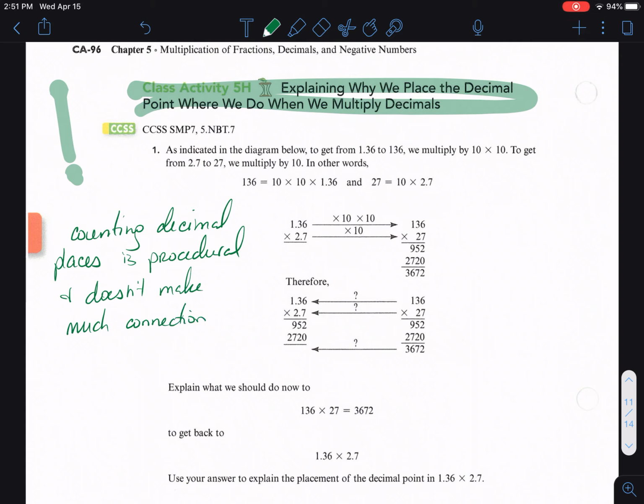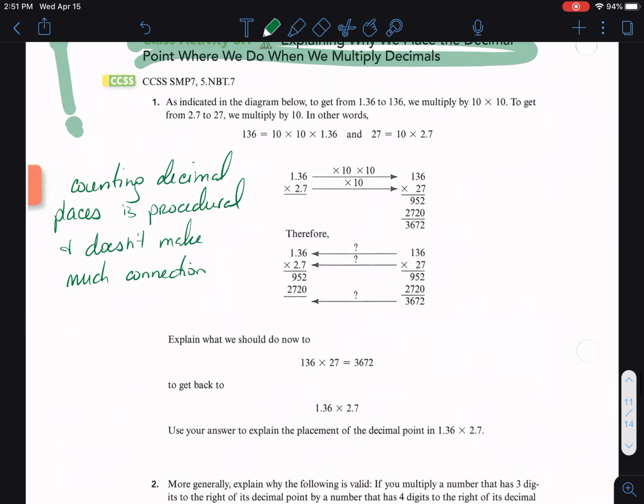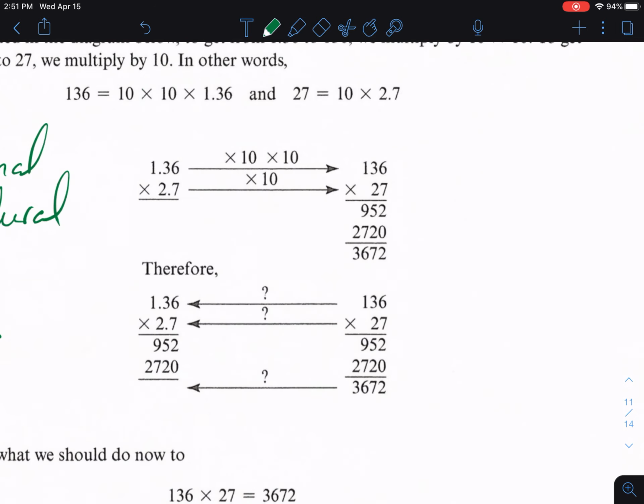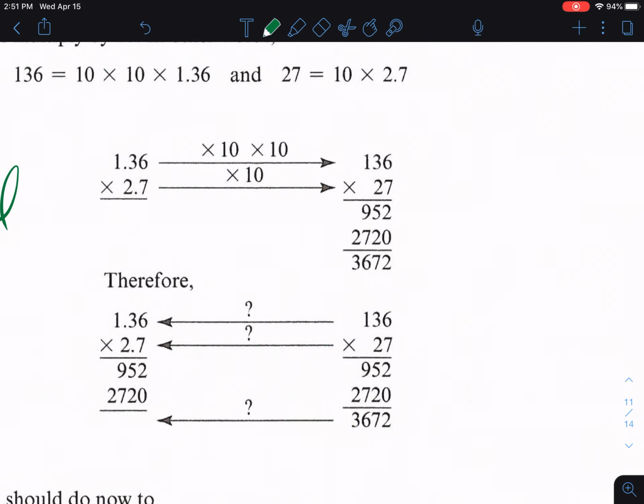Okay. However, let's at least make sense of it, and then I will show you a different way to understand multiplying decimals. So let's say we have 1.36 times 2.7. Now, working with decimals is almost as much fun as working with fractions. So if you're multiplying out these two numbers, I would much rather multiply out just the digits, so without the place value.